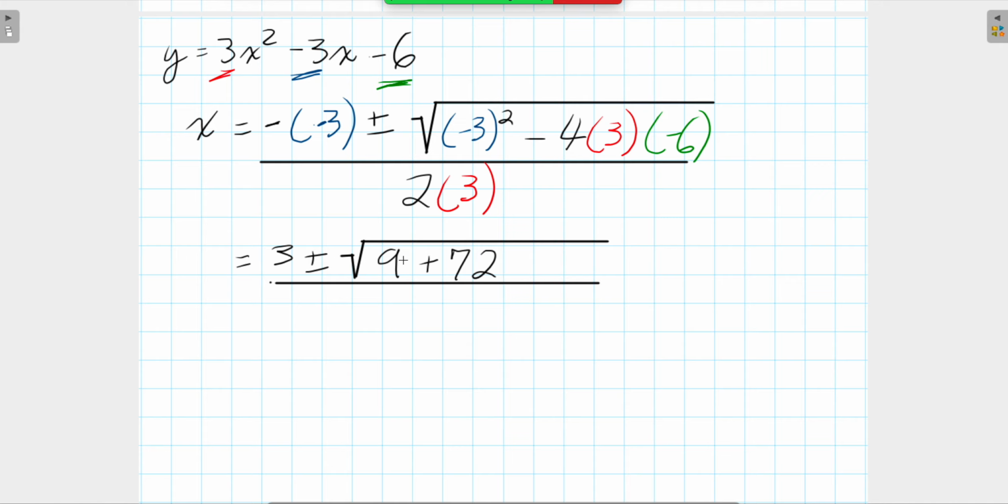Yeah, 12 times 6. Great, thank you. And it's positive because we had a negative times a positive, which was a negative, and then that's negative times a negative, so it becomes plus. And then finally, 2 times 3 is 6, okay?